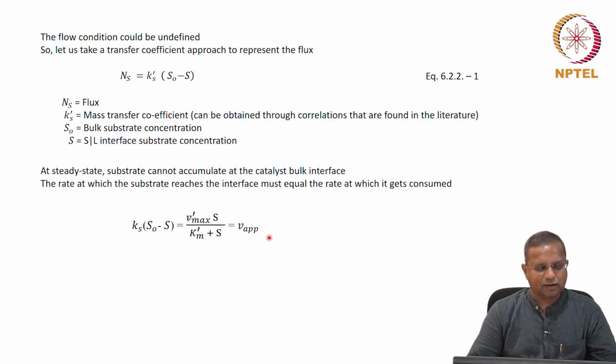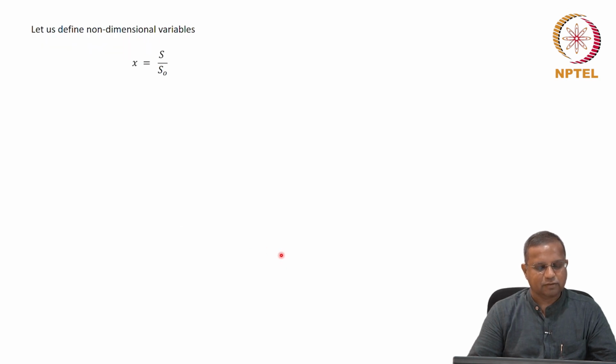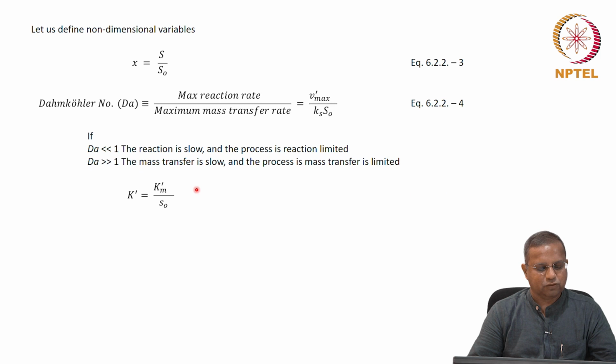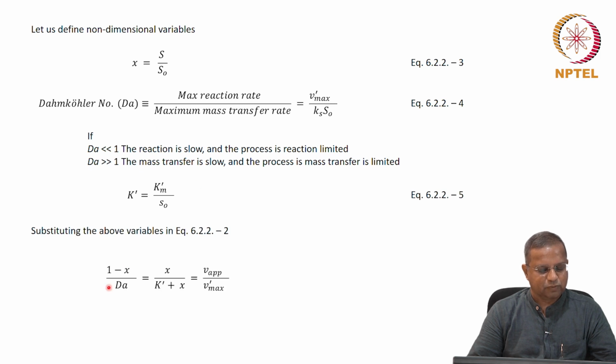This is our governing equation when steady state occurs, and therefore, we are substituting these variables with the non-dimensional variables. If we do that, we would get 1 minus x by the Damkohler number equals x by k dash plus x equals V apparent by V max dash. Okay.